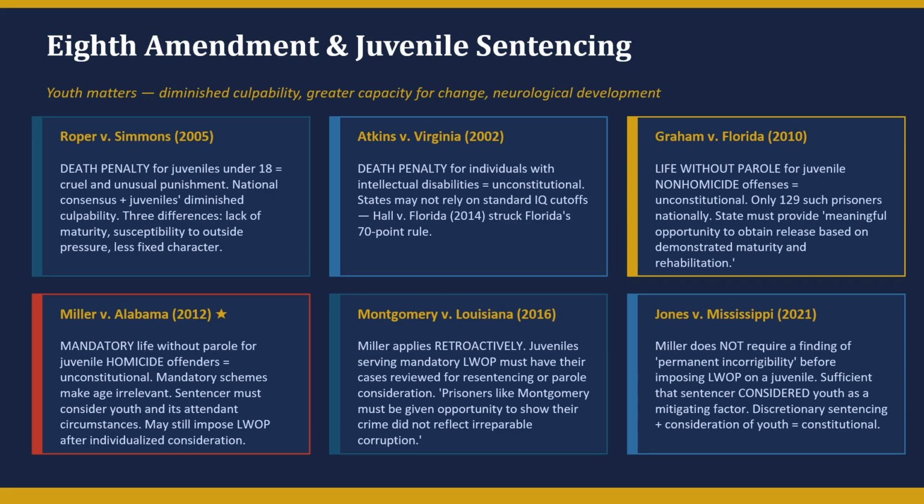First, children have a lack of maturity and an underdeveloped sense of responsibility. They're more impulsive, take more risks, and fail to adequately weigh consequences. Second, children are more vulnerable to negative influences and outside pressures, especially from family and peers, and have limited control over their own environment. Third, a child's character is not as well formed as an adult's. Their traits are less fixed, and their actions are less likely to reflect irretrievable depravity.